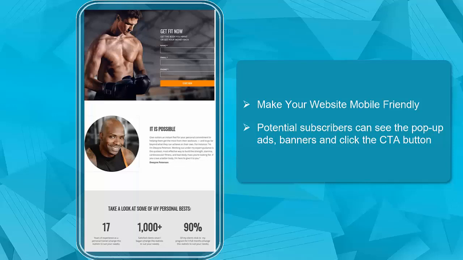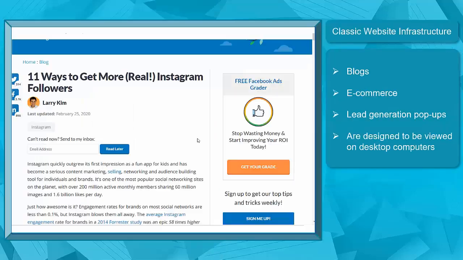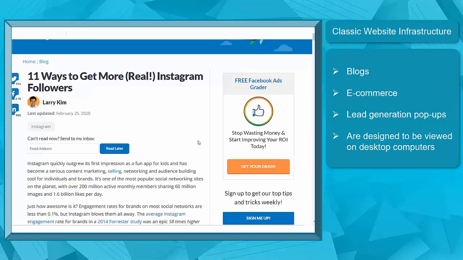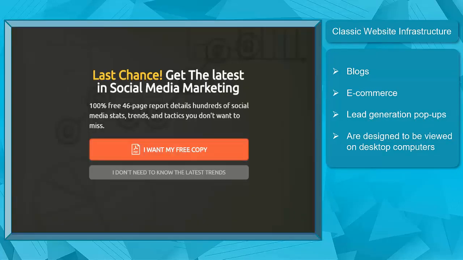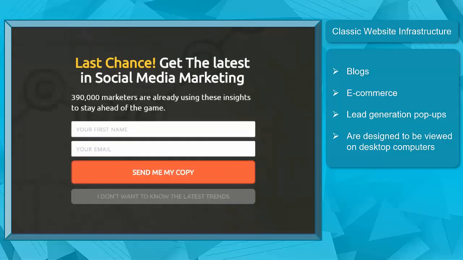Marketers have to make their websites mobile-friendly and mobile-compatible. That way, potential subscribers who liked your content and are using their mobile phones can see your ads and click the call to action button. If you're not aware yet, most of the classic websites set up for blogs, e-commerce, lead generation pop-ups are designed to be viewed and available on desktop computers.